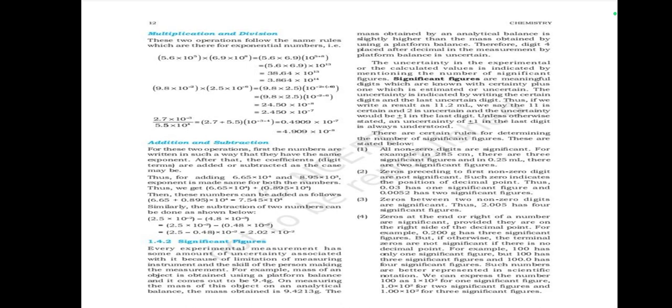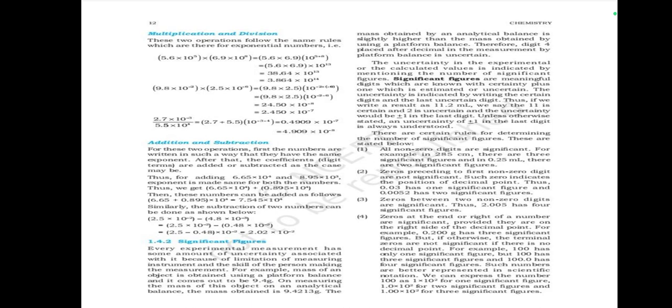All non-zero digits are significant. For example, in 285 centimeter, there are three significant figures, and in 0.25 milliliter, there are two significant figures. Zeros preceding the first non-zero digit are not significant. Such zeros indicate the position of the decimal point. Thus, 0.03 has one significant figure, and 0.0052 has two significant figures.